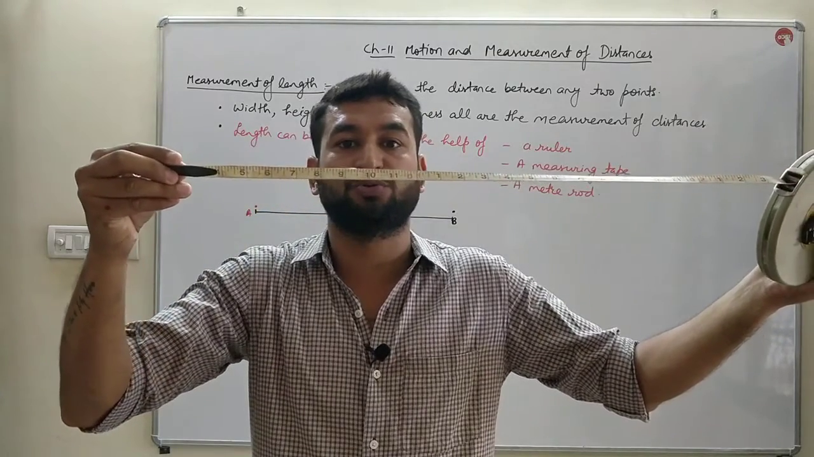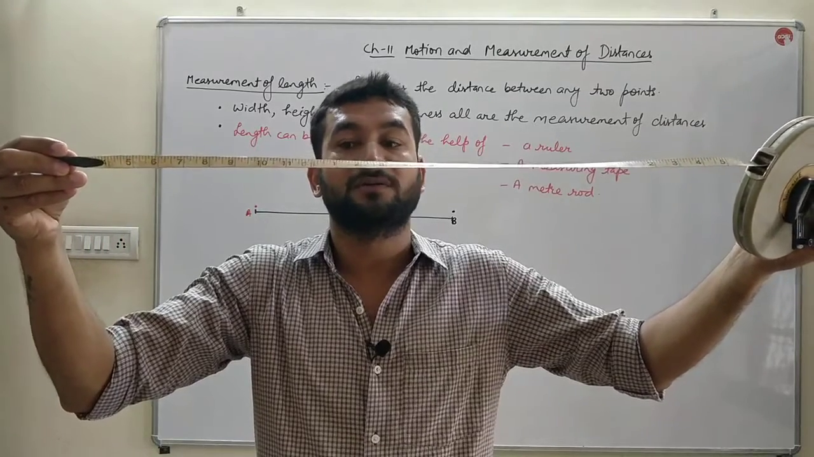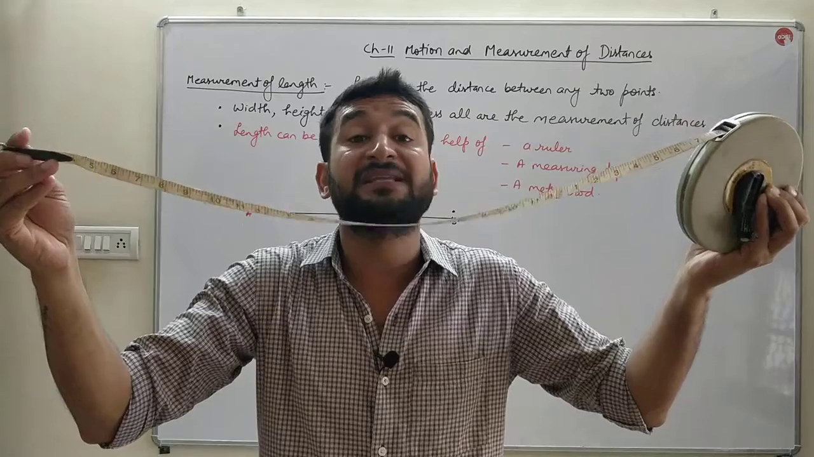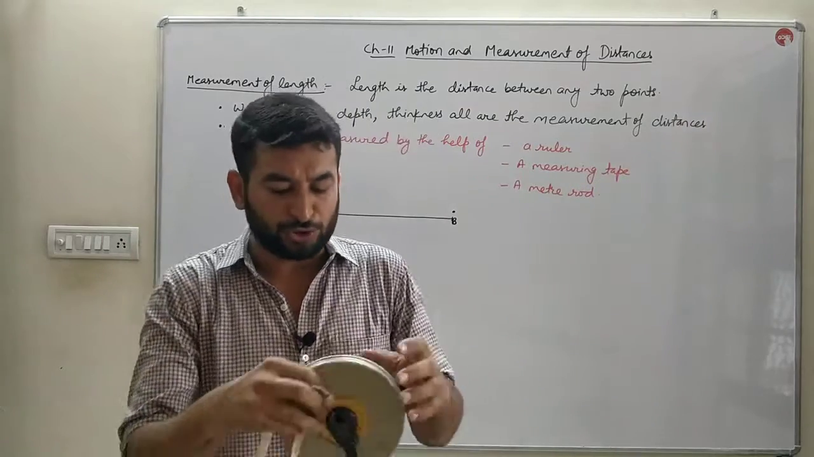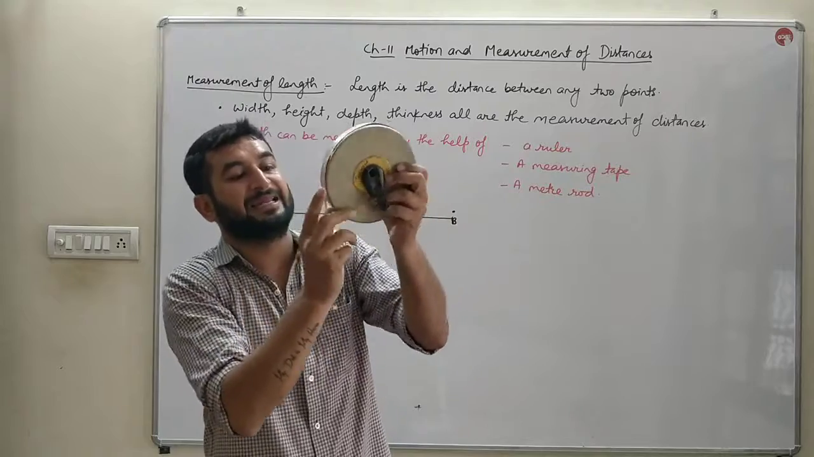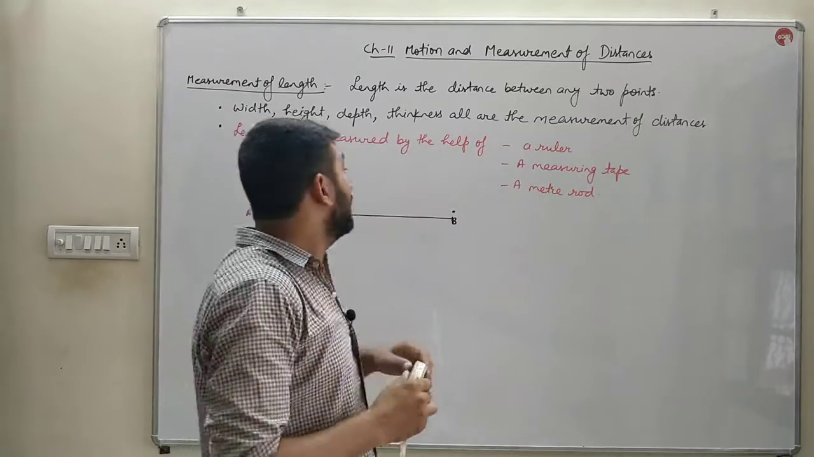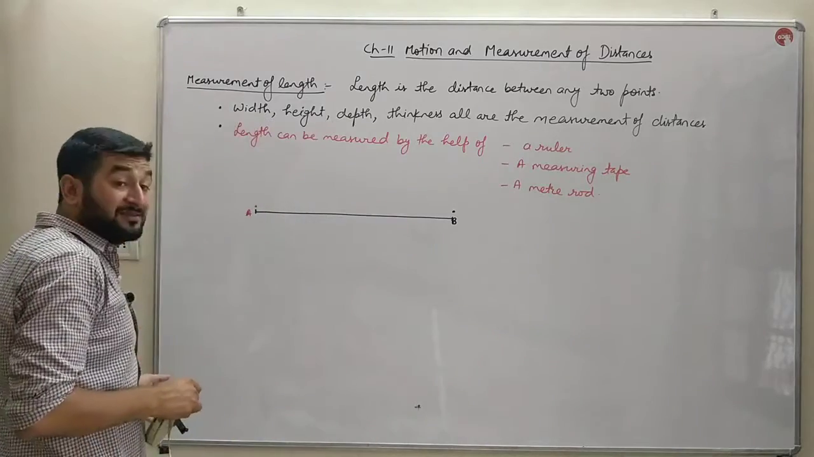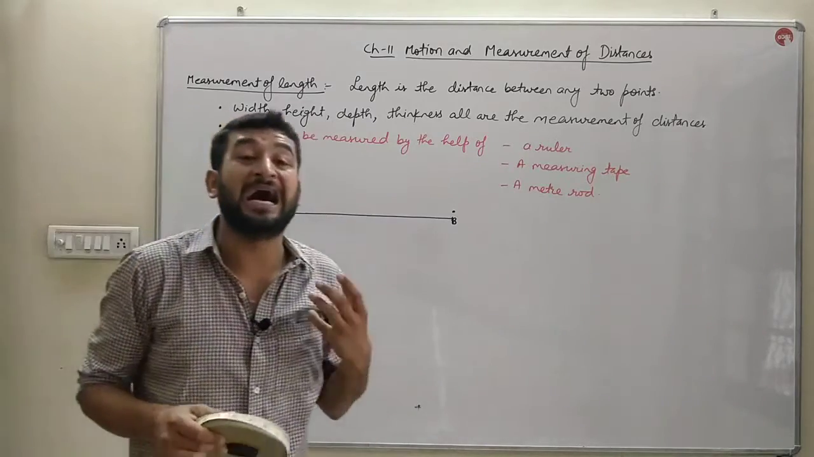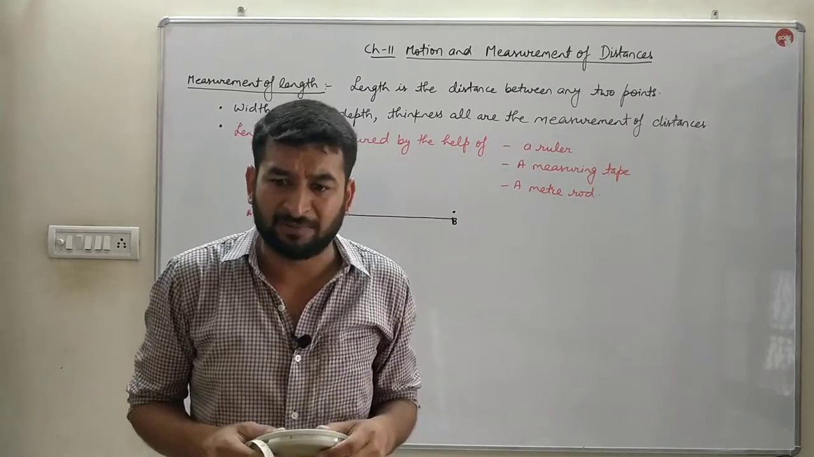0, 1, 2, 3, 4, 5, and so on. So, this is measuring tape. If I want to measure the size of this circle, then I use measuring tape because it is flexible, bache. And if I want to measure this length, then I want a harder thing, and that is a meter rod, because that is not flexible.